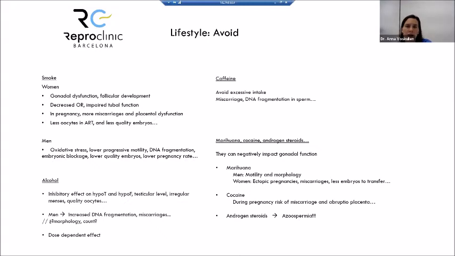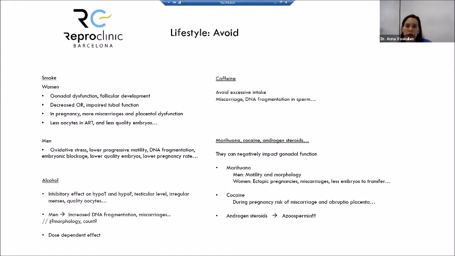And regarding caffeine, we would say avoid excessive intake because it could have an impact with DNA fragmentation in sperm, with miscarriages, blockage of embryos. So actually, we tell our patients to drink 1 or 2 coffees with caffeine a day, not more than that.